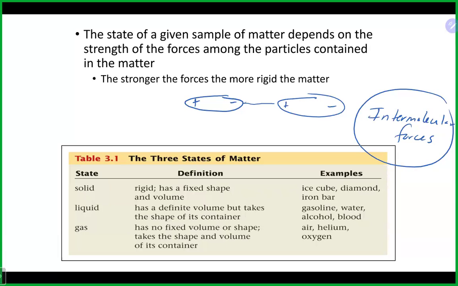But the idea behind solid, liquid, and gas is if you have something that's held together by a really strong intermolecular force, it is most likely going to be a solid or a liquid under normal conditions, and it will probably have a very high melting point and boiling point. If you have something that's held together by a very weak intermolecular force, it will probably be more of a gas at normal conditions and will have a very low melting point and freezing point as well. Any questions on that there?